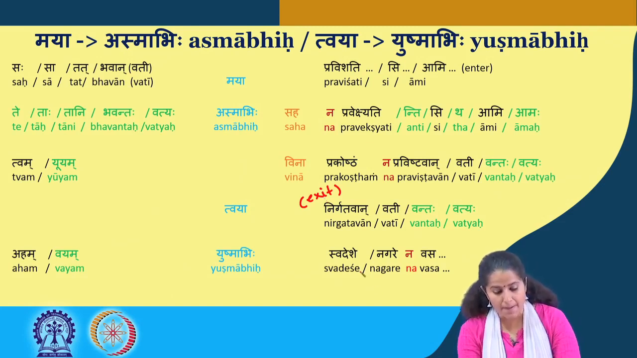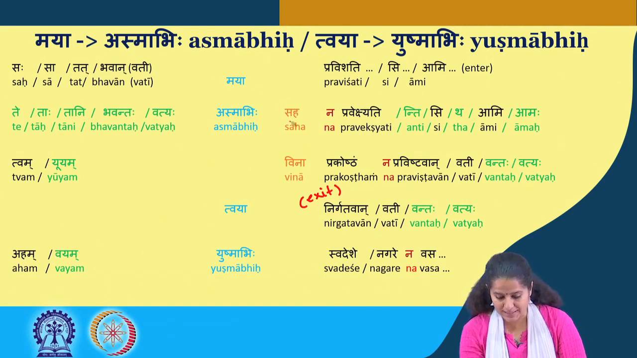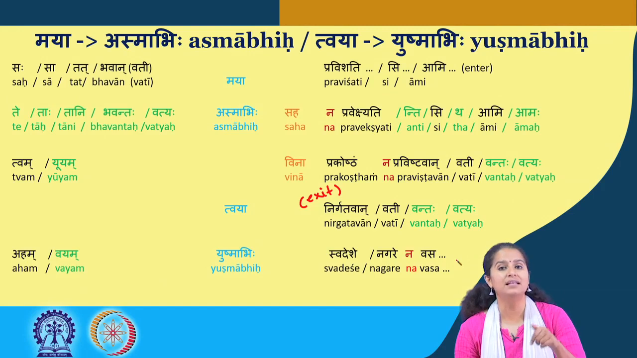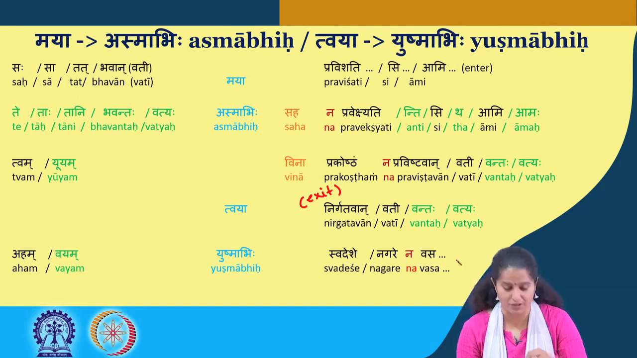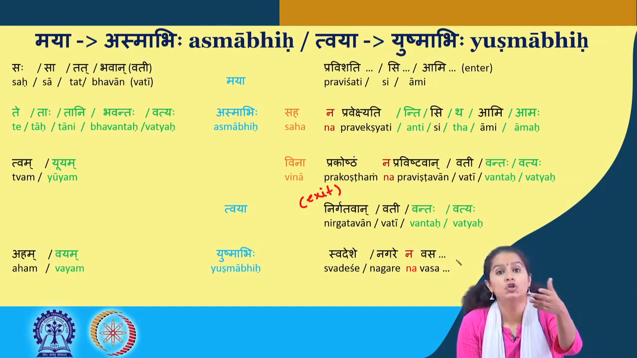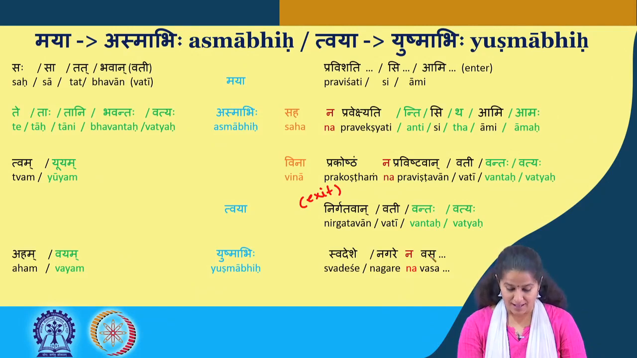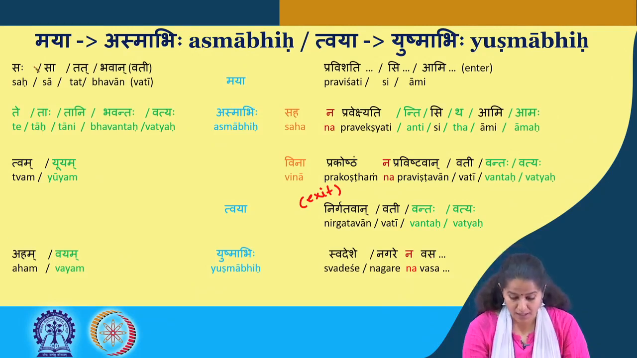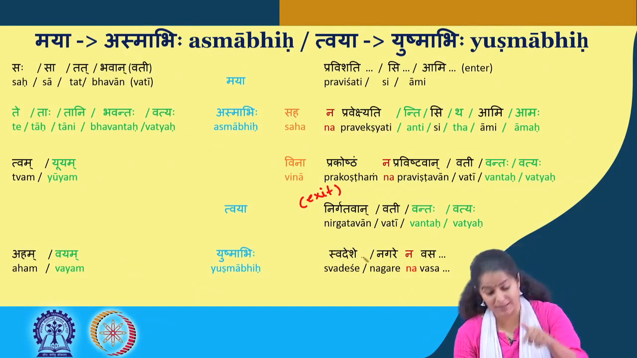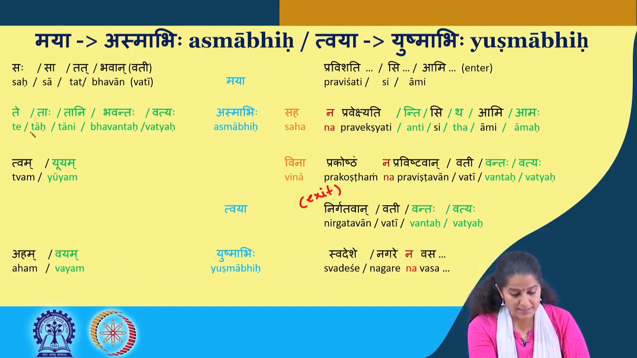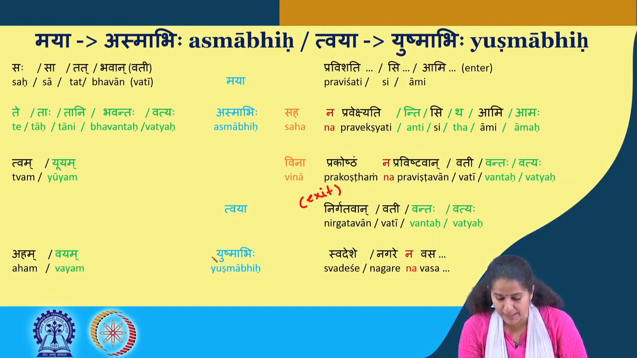So saha maya saha swadeshe vasati, lives in the country with me, in the own country. Now saha asmabhihi saha swadeshe vasati, lives with all of us, with you. Saha tvaya saha swadeshe or nagare vasati, and then saha yushmabhihi saha swadeshe vasati.